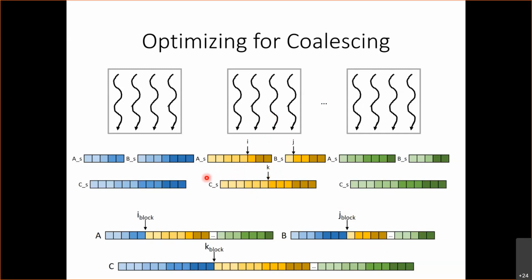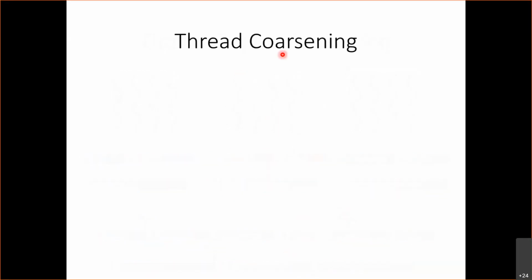And then when all the threads are done merging inside of shared memory, we go back and store from CS to C at k block in a coalesced manner. So this is the optimization that we did in order for us to have coalesced memory accesses. We loaded in a coalesced manner to shared memory, did the uncoalesced accesses inside of shared memory, and then stored in a coalesced manner back to global memory. One final thing I forgot to talk about last time is thread coarsening.